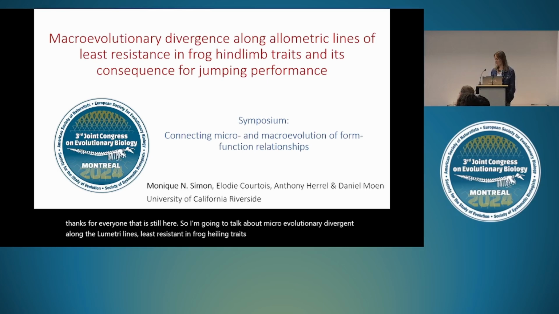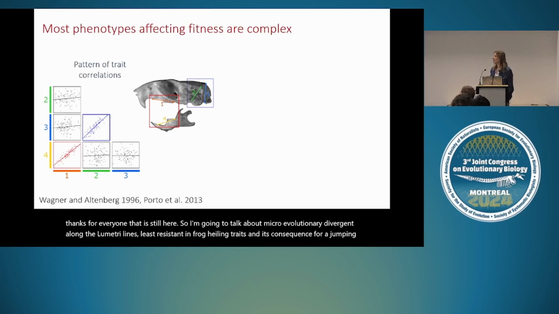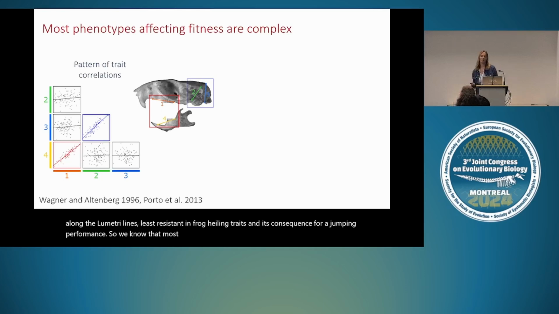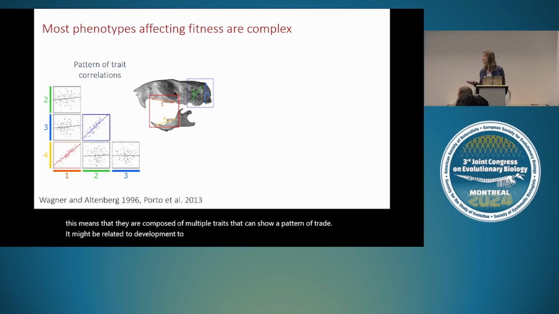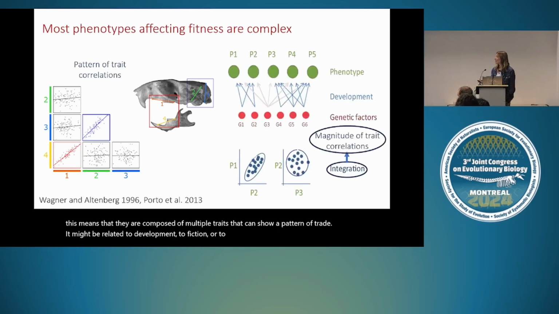I'm going to talk about macroevolutionary divergence along allometric lines of least resistance in frog hind-limb traits and its consequence for jumping performance. So we know that most phenotypes that affect fitness are complex. This means that they are composed of multiple traits that can show a pattern of trait correlations, but might be related to development, to function, or to both. And we can describe this as also being affected by a lot of genetic factors that through development produce these phenotypes.